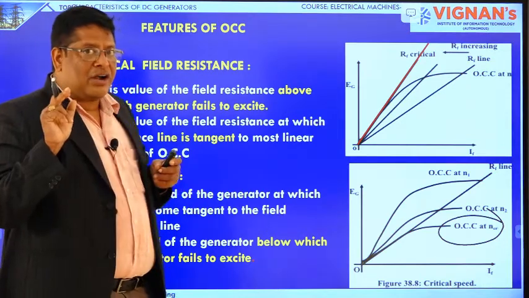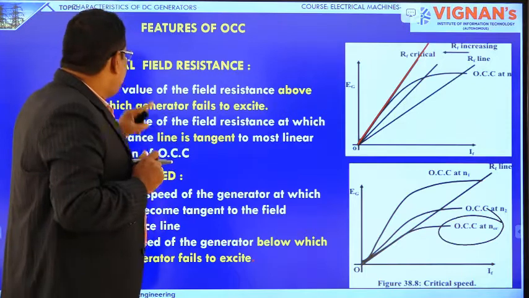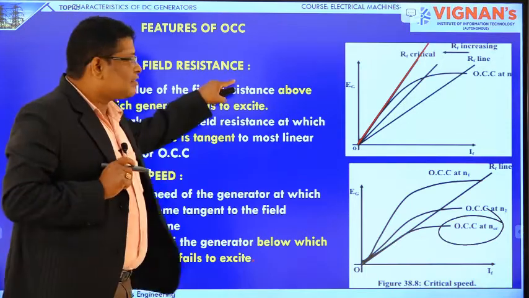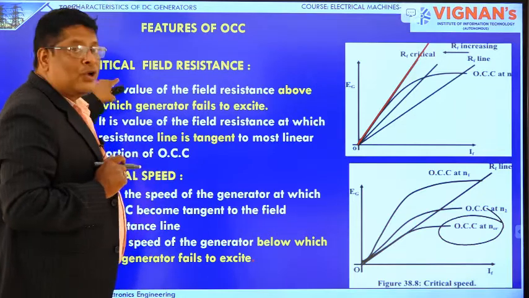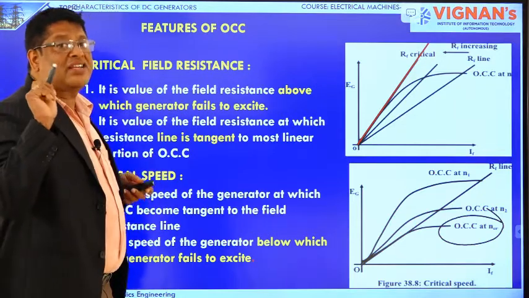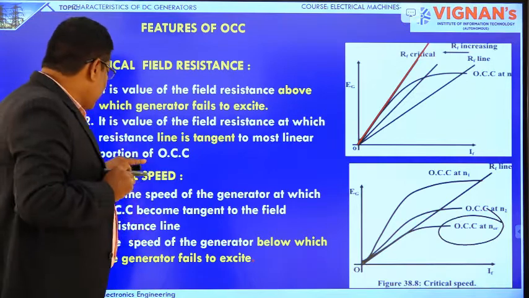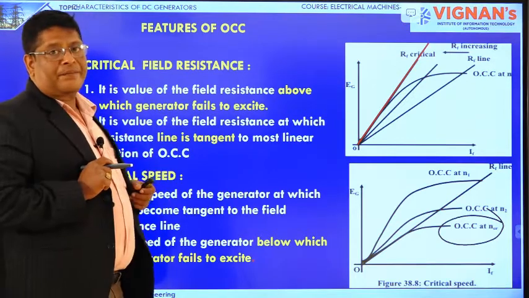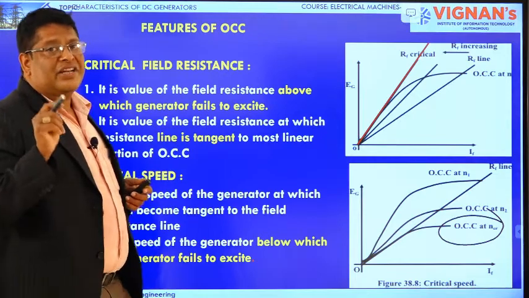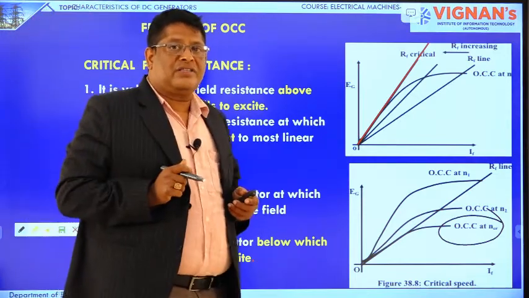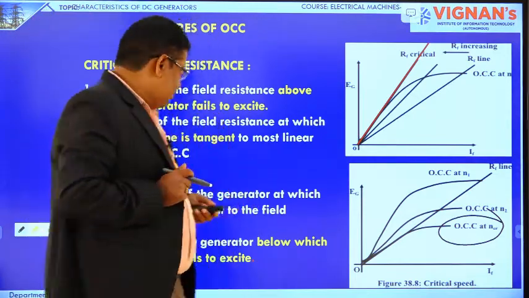See here, try to understand very clearly. When we are defining the critical field resistance, we are keeping the speed of a generator constant. When we are defining the critical speed, we are keeping the field resistance of a generator constant.